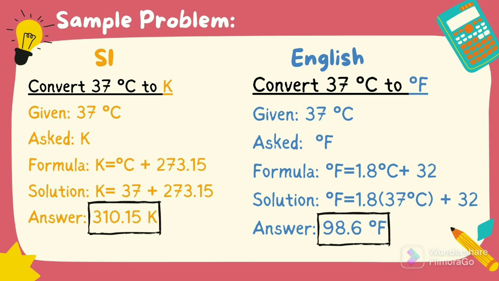Next, we are tasked to convert 37 degrees Celsius to the English unit degree Fahrenheit. Let us write down our given: 37 degrees Celsius, or as degree Fahrenheit. Our formula: degrees Fahrenheit is equal to 1.8 degrees Celsius plus 32. Let us replace our given: degree Fahrenheit is equal to 1.8 times 37 degrees Celsius plus 32. Now, we will get our final answer, which is 98.6 degree Fahrenheit.